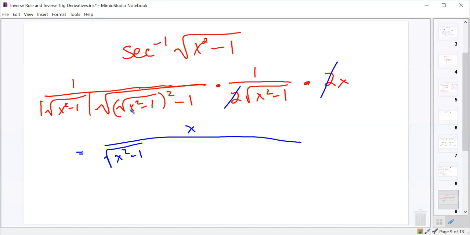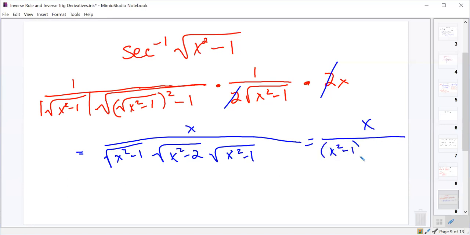And then if we square the square root of x squared minus 1, that gives us x squared minus 1, right? And then subtract another 1 from it, gives us a root x squared minus 2 with another root x squared minus 1 here. And we can then get rid of the root x squared minus 1 times the root x squared minus 1 as just x squared minus 1 and root x squared minus 2. Any questions or issues with that?